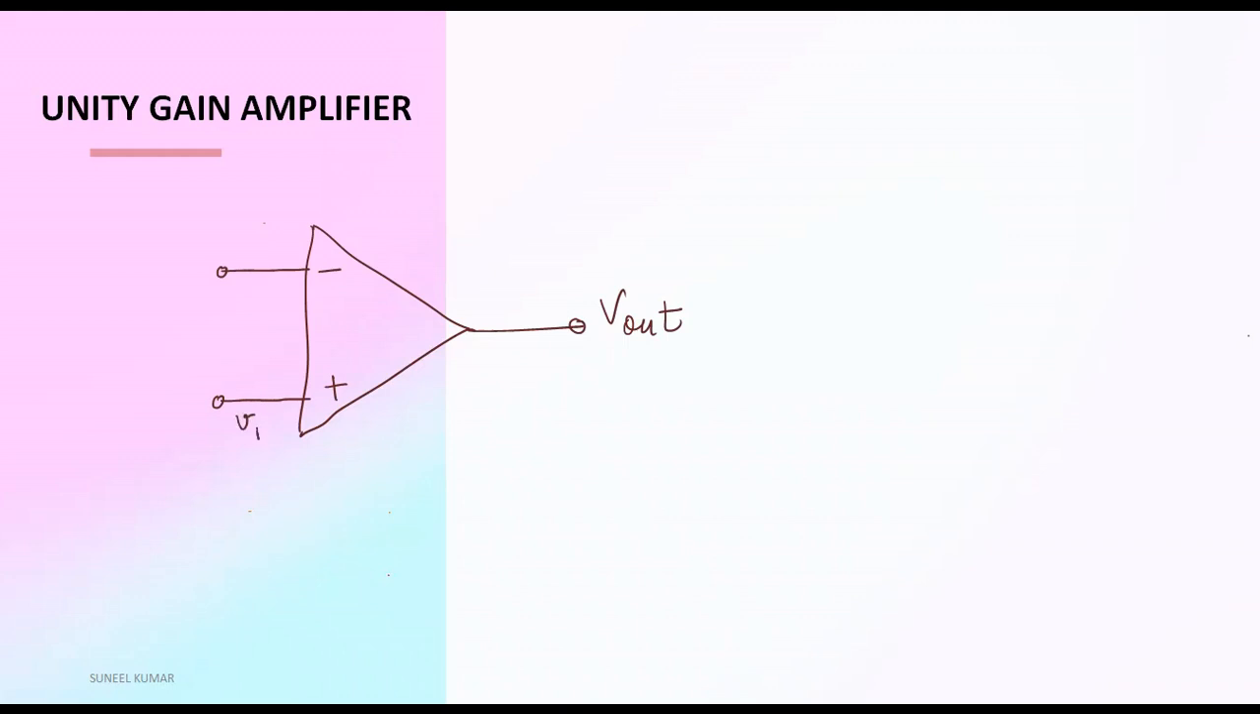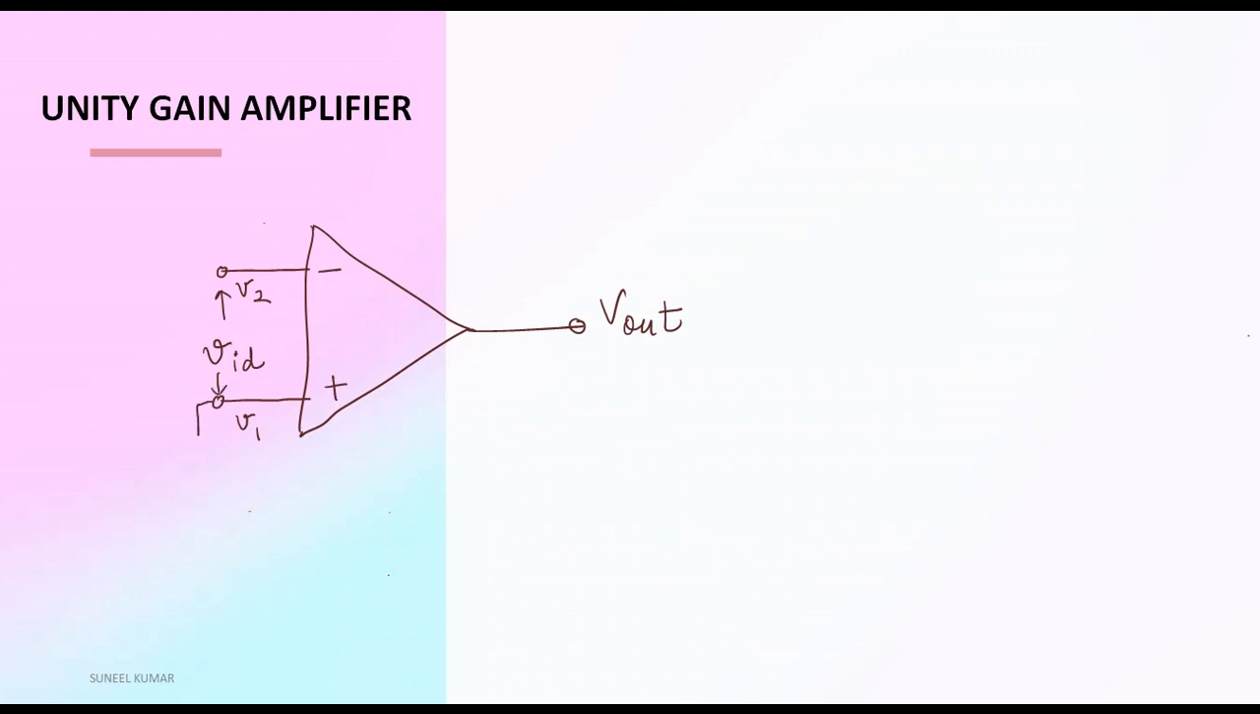So we have this circuit, minus plus, and this is the output. This one is the inverting terminal. This is the non-inverting terminal. Here the voltage is V1 and this voltage is V2. The op-amp will amplify the difference of these two voltages, that is VID.